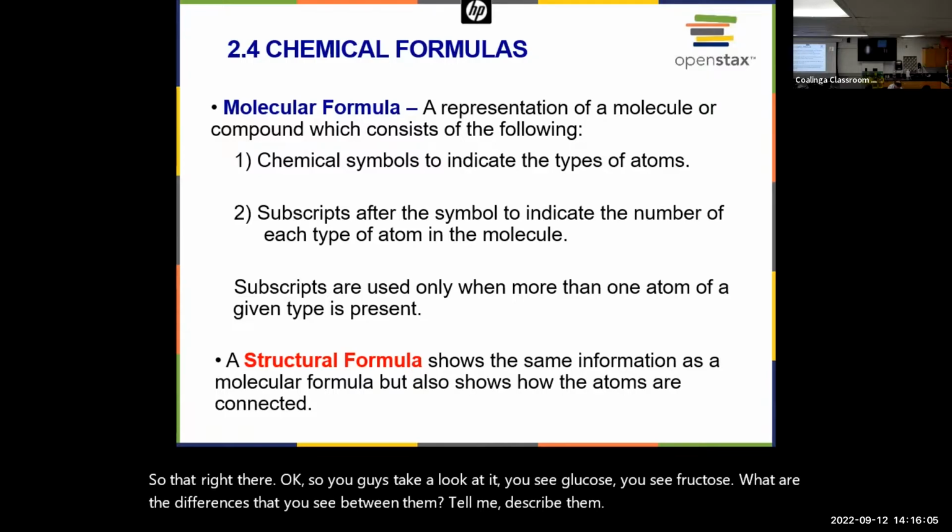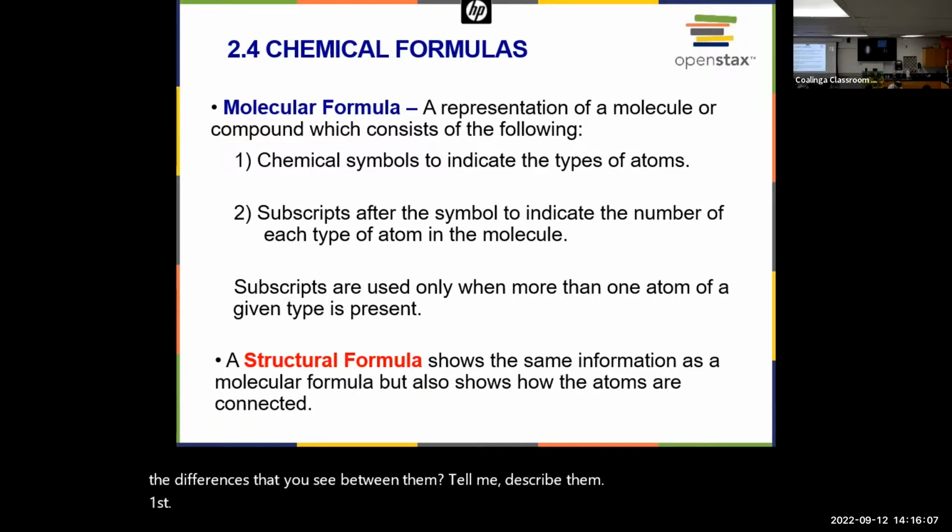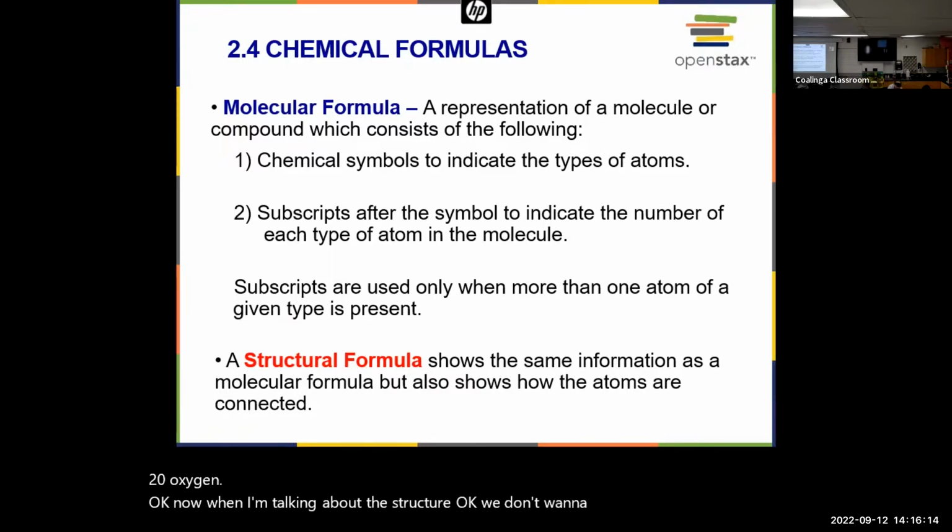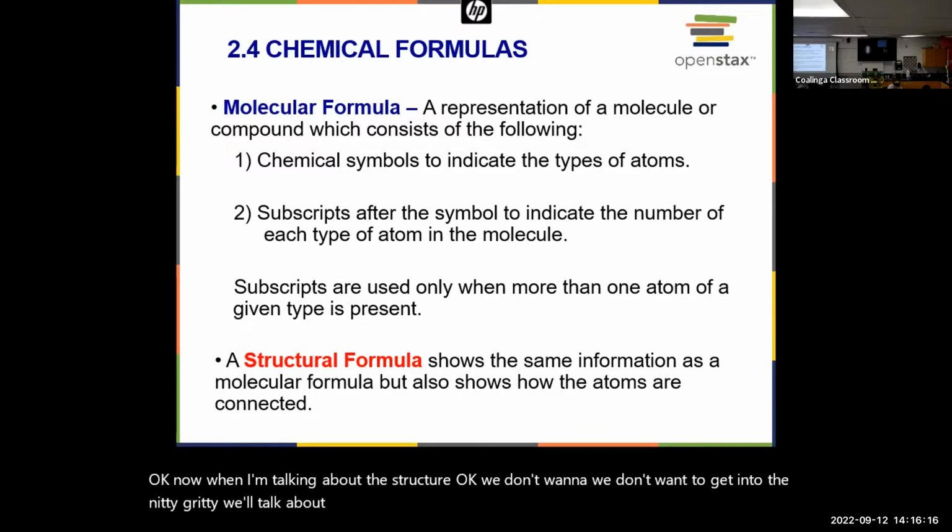Fructose starts as carbon to zero oxygen. Okay, now we want to talk about the structure. We don't want to get into the nitty-gritty. We'll talk about the structure. Is there anything that you notice between the two structures? Yes. Fructose is pentagonal while glucose is hexagonal.